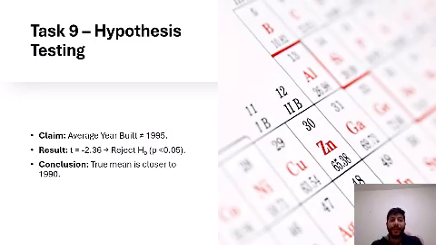For task 9, hypothesis testing, we tested if the average year built differs from 1995, with a t statistic of minus 2.36 exceeding the critical value of plus or minus 2.01. We reject the null hypothesis. The true mean is closer to 1990, indicating rapid development in the 1990s to 2000s. This has implications for urban planners. Older neighborhoods may need revitalization, while newer areas require infrastructure support.